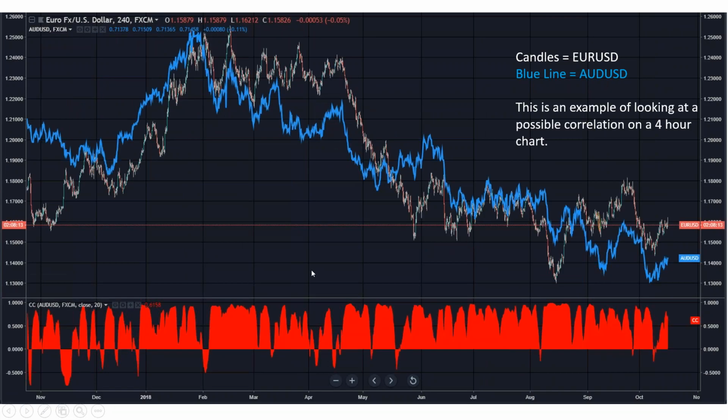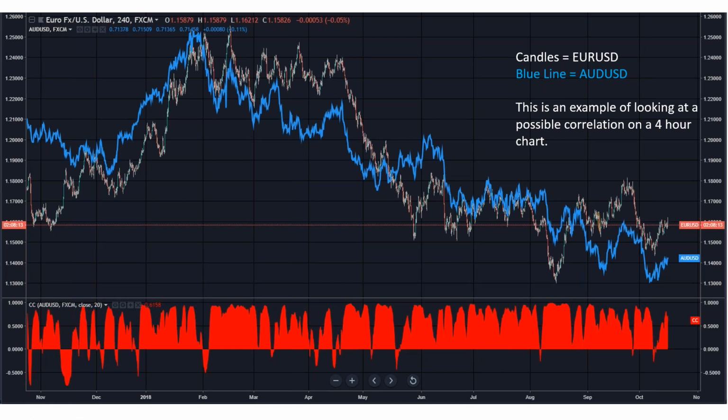Okay, so this is a tighter time frame. We just looked at weekly and daily. This is euro dollar, Aussie dollar. This is a 4-hour chart, 240-minute chart. We've got our correlation indicator there at the bottom, and the candles and the line there on the top.